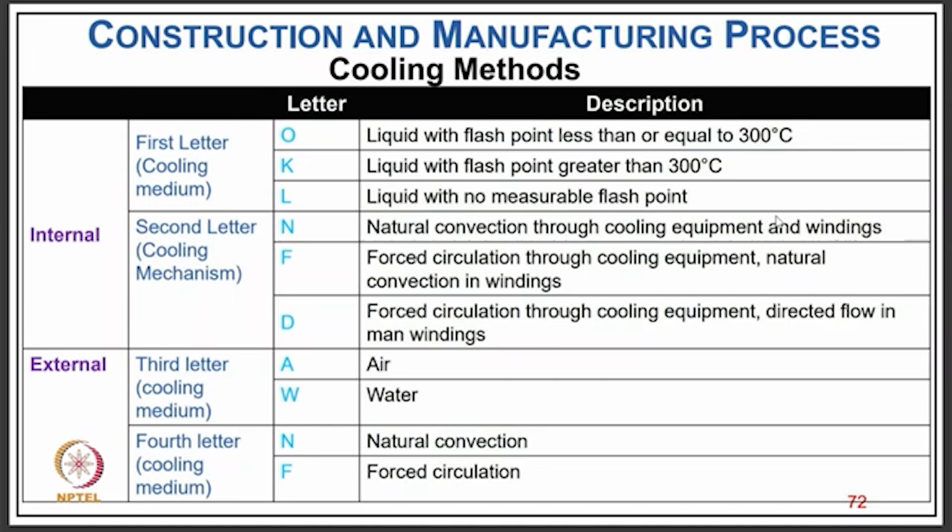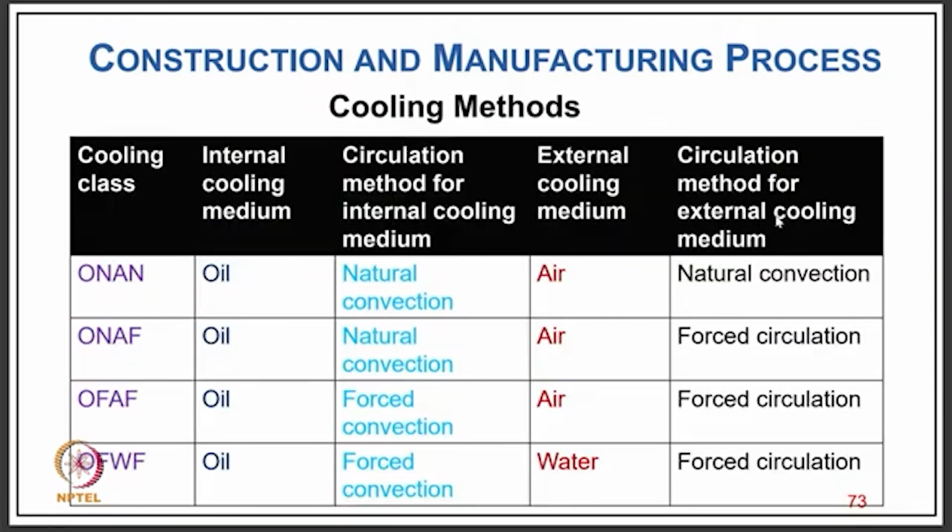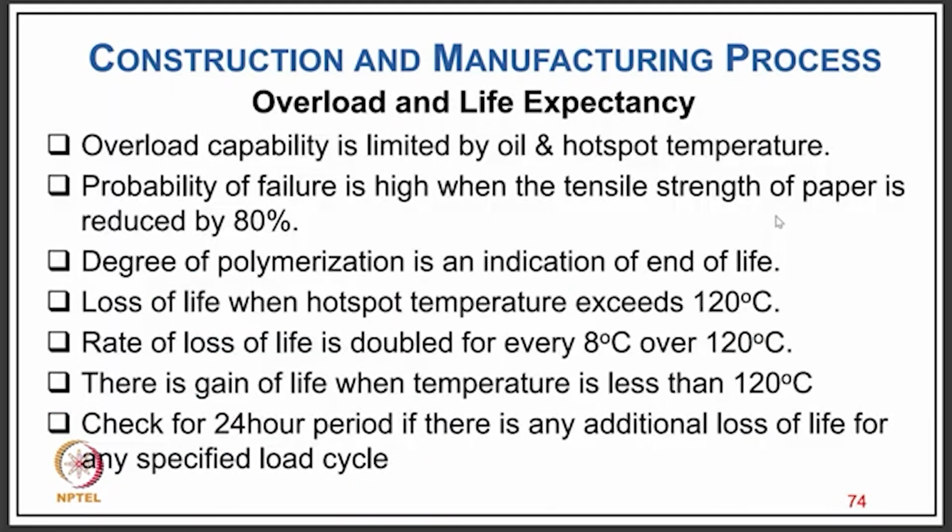So this is the description given for the cooling notation, with these different letters for internal and external cooling, starting from the first letter, second letter, third letter, and fourth letter, showing how cooling is defined in the nomenclature. Take ONAN, which we already defined: oil with natural convection, and typical external cooling is by air, internal cooling by oil, so it's natural convection. Similarly for all the different kinds of cooling, these conventions are given.